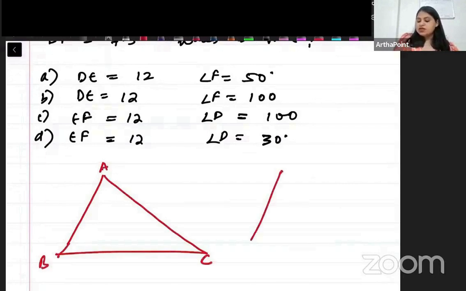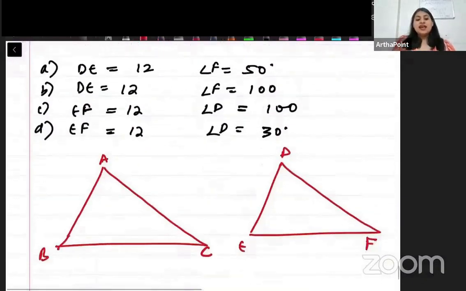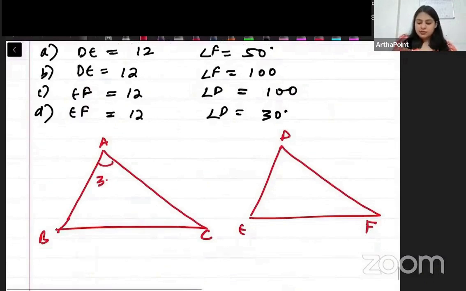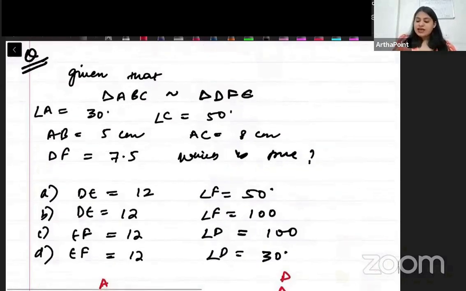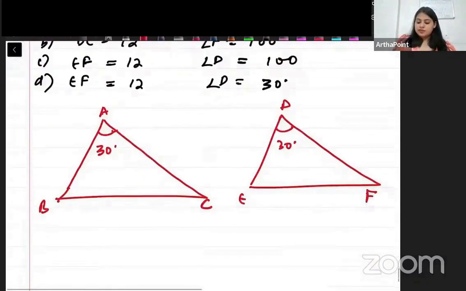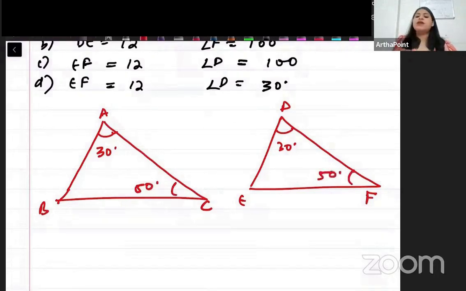ABC is similar to DEF. This is given to us. It says angle A is 30 degrees. So beta, if angle A is 30 degrees and they are similar to each other, that means D is also 30 degrees. Then it says angle C is 50 degrees. So if angle C is 50 degrees and they are similar to each other, then F is also 50 degrees. They are similar to each other, right?